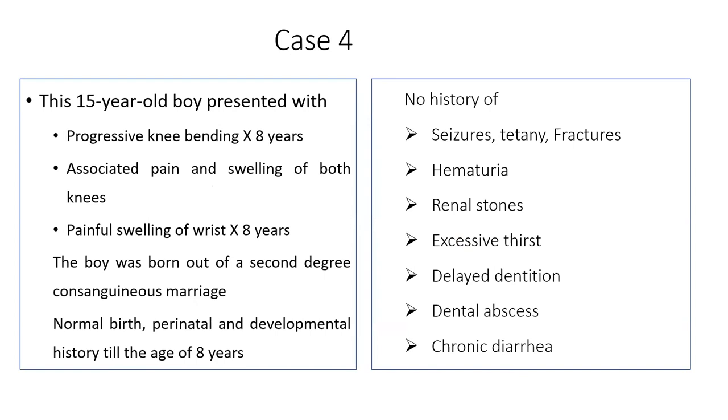So coming to my last case, case four. This 15-year-old boy presented with progressive knee bending for 8 years, associated with pain and swelling of both knees, and painful swelling of the wrist for the last 8 years. The boy was born out of a second degree consanguineous marriage, and he was absolutely normal until 8 years of age. There was no history of seizure, tetany, fracture, hematuria, renal stone, excessive thirst, delayed dentition, dental abscess, and chronic diarrhea.